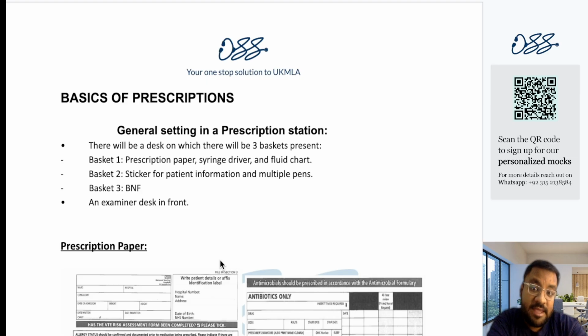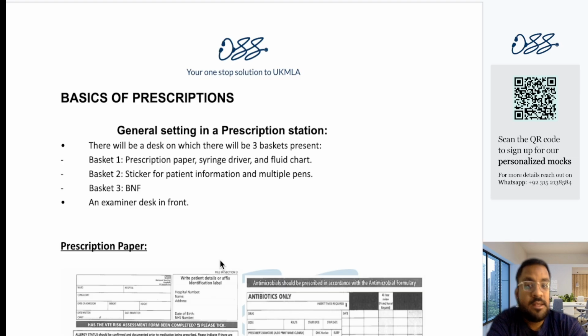And that is the reason why prescription is the most commonly failed station. It is the most commonly failed station. And I've taught more than hundreds of people, and I've seen more than hundreds of different results. And what I have seen is that the students who are failing the prescription stations are also failing the overall exam as well. Okay, so make sure that the prescription station is covered, because if you master it, it's a short station and you can clear it very easily.